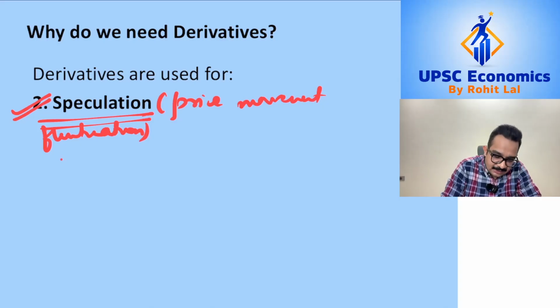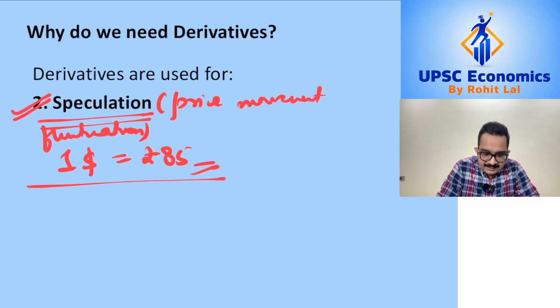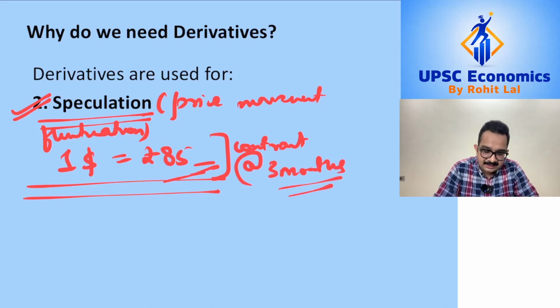Let's say currently you have $1 which is trading for 85 rupees. Now there is a speculator in the market who feels that in the future the price of the rupee is going to depreciate. So he anticipates that after 3 months the value of the rupee is going to depreciate against the dollar, and he enters into a contract, say with another trader, to buy dollars after 3 months at the rate of 85 rupees per dollar.